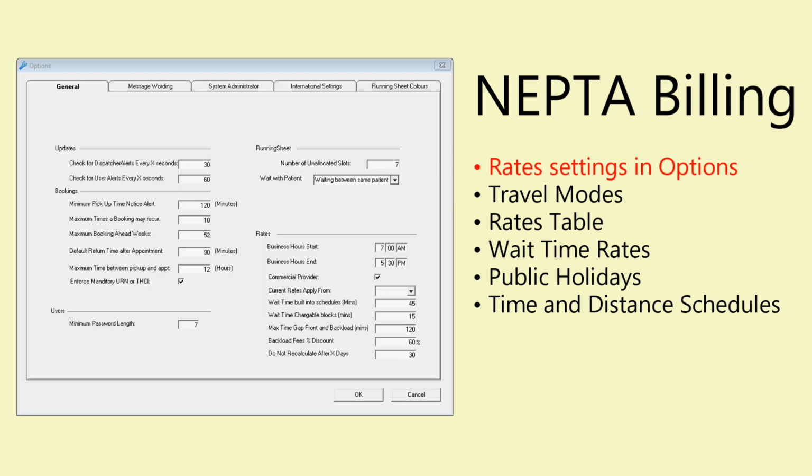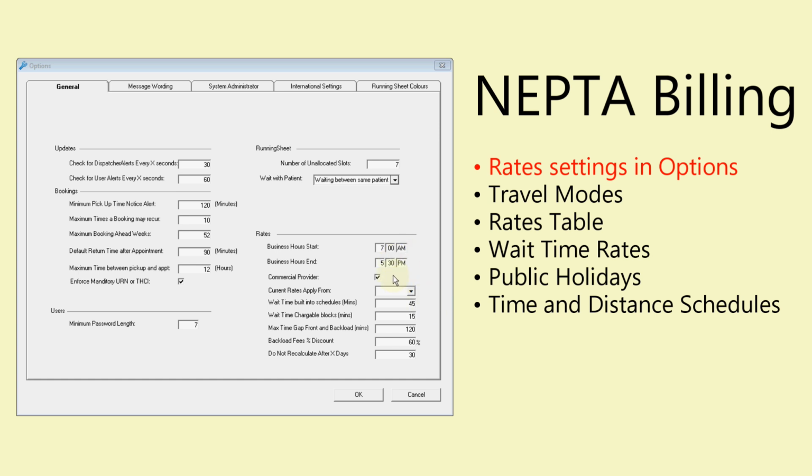The first 2 fields are the start and end of the business hours. Now these are not the opening and closing hours of your office, but rather these are set by the government agency as the hours that the day rate begins and ends. So in this case, between 7 a.m. and 5:30 p.m., trips are considered on the day rates, and outside of those hours is considered after hours.